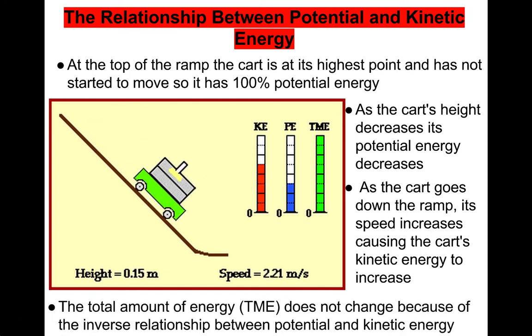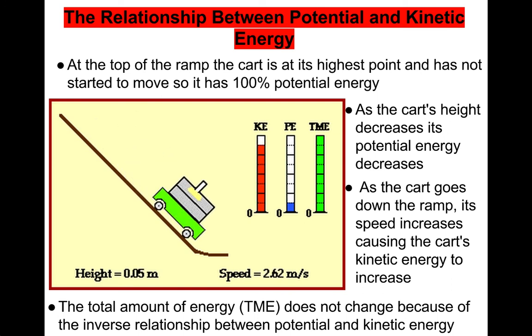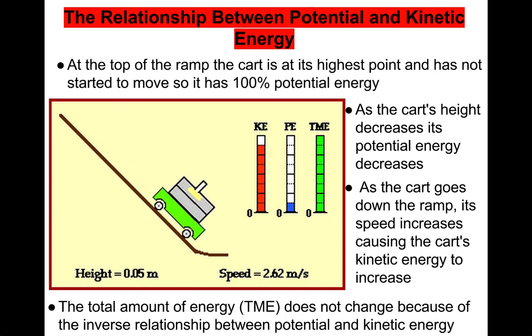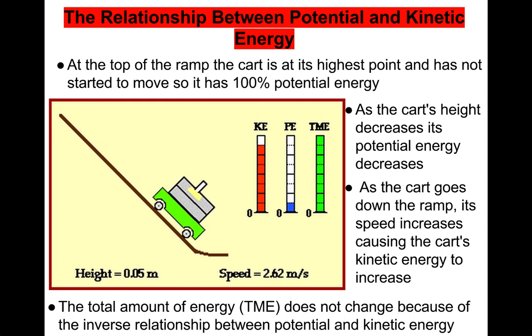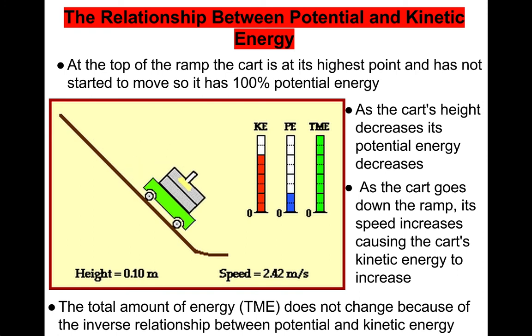So the total amount of energy doesn't change because of the inverse relationship of potential and kinetic energy. So if we start out with 10 joules of potential energy and 0 joules of kinetic energy, right, that's going to change. So you could have 9 and 1, 8 and 2, 7 and 3, 6 and 4, 5 and 5, 4 and 6, and you get the point.